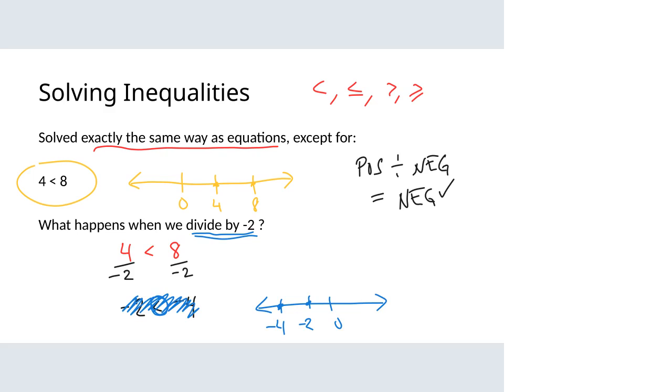-2 is not less than -4. So when we divide by a negative, we need to change the direction of the inequality. So when we divide here and we do 4 divided by -2, we get -2. 8 divided by -2 is -4. And because we divided by a negative, and actually if we multiply or divide by a negative, we have to flip the sign.